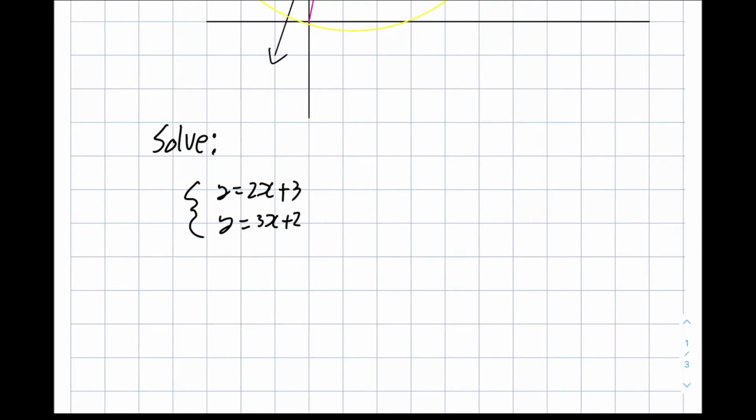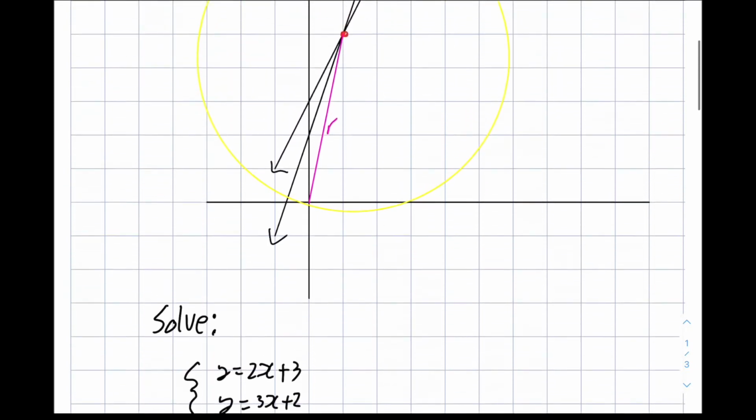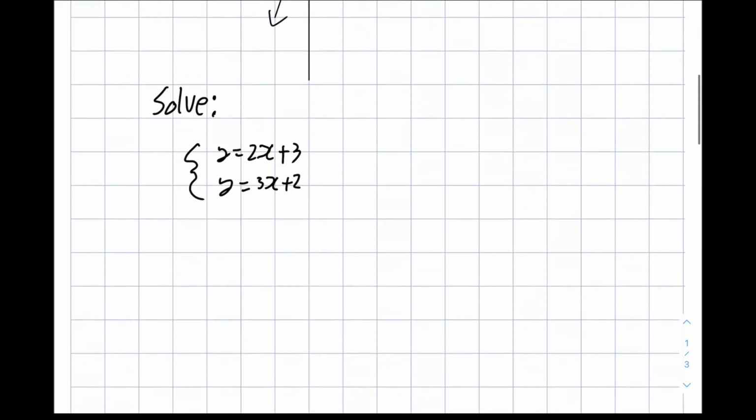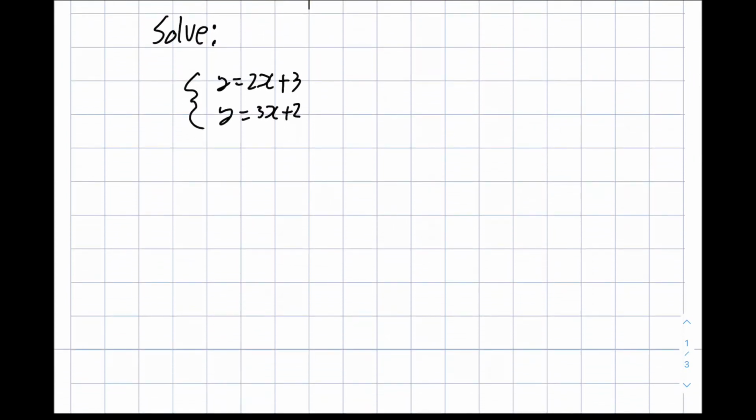So if we solve that, which we have already done graphically, we can see here that that value is 1 comma, what is that, 1, 2, 3, 5. So if I put 5 in, 2 times 1 plus 3 is 5, 3 times 1 plus 2 is 5. So our solution is 1 comma 5.